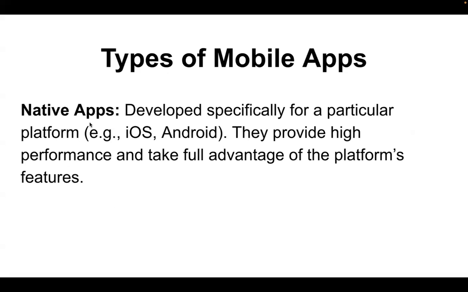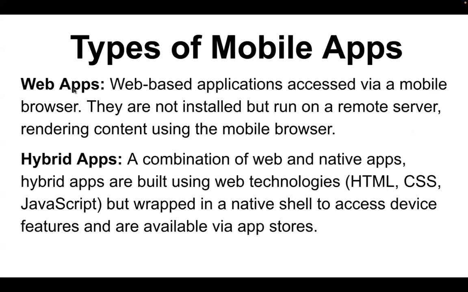What is the second one? The next one is web-based applications. Each and every device has options like Safari and Chrome apps. In those apps, we can browse and easily open a link or something. These are purely mobile browser apps. So this is called web apps.